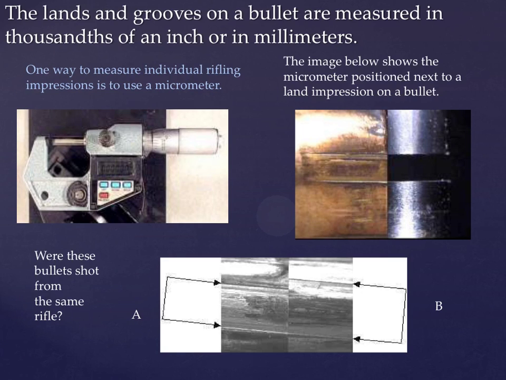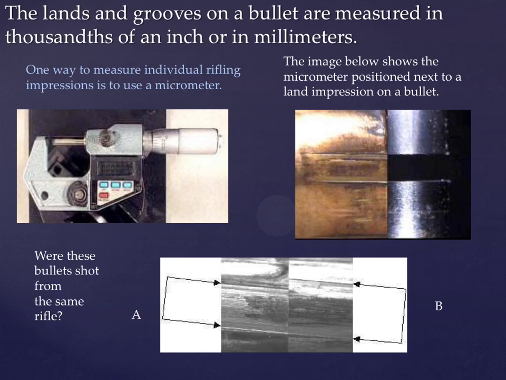So as I've already mentioned, bullets aren't very big things, which means that all of these details that you can see on the bullet are also not going to be very big. As a matter of fact, your lands and your grooves are normally measured in thousandths of an inch or in millimeters because they're so very small. So one of the ways that we can do these measurements, because you can't just pull out a regular size ruler and measure all these tiny little features, is to use an instrument that's called a micrometer. And that's what this whole instrument is.